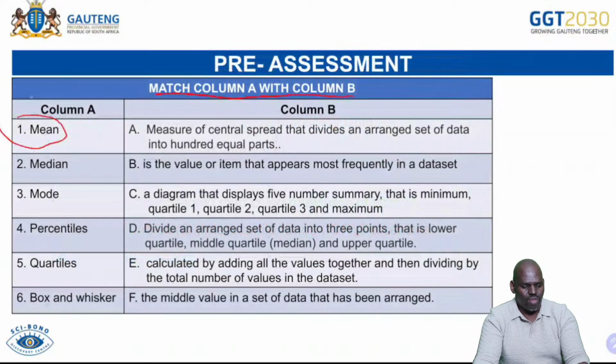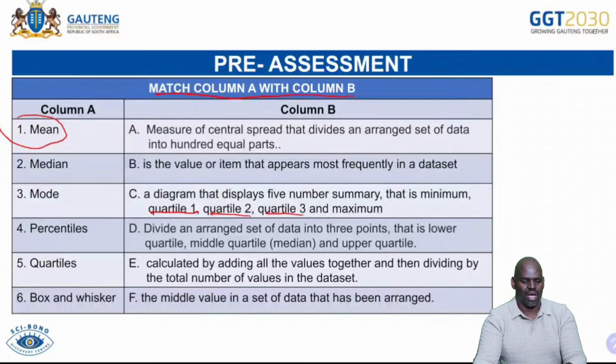We did the mean. What do you think the mean is according to the given explanation? If we look at all the explanations given under column B, the first one is a measure of central spread that divides an arranged set of data into 100 equal parts. No. The next one is the value or item that appears most frequently in a set of data. That is not the mean. C is a diagram that displays a 5 number summary, that is minimum, quartile 1, quartile 2, quartile 3, and maximum. Is it this one? Definitely not.